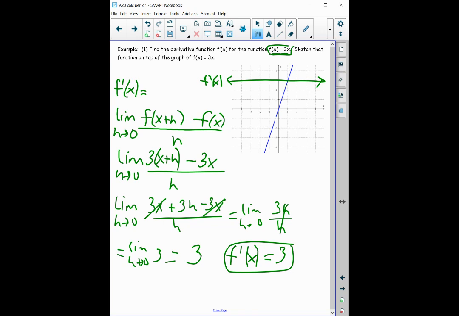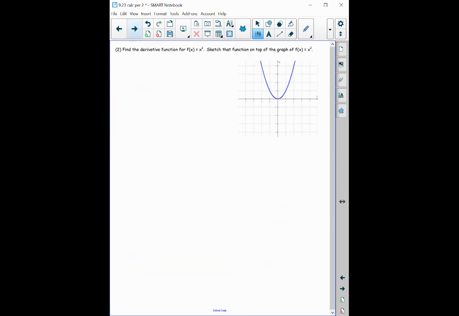Okay, so here's what I want you to do. Example 2. Now I'm going to have you find the derivative function for f of x equals x squared, and then sketch that graph on top of the f of x graph. So pause, you know the drill. Pause me, unless you've never listened to my notes. Pause me, try this problem on your own, and then unpause me, and we will go over how to do it once I'm unpaused, okay?